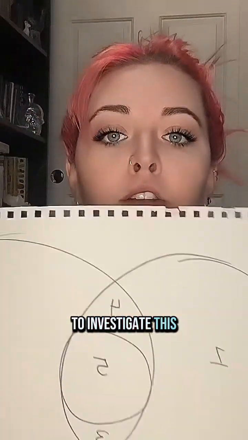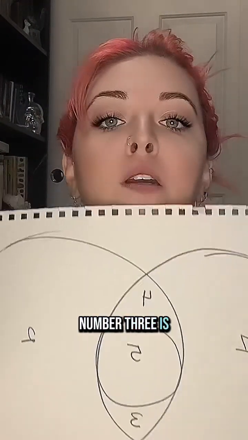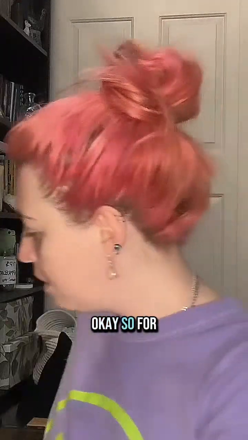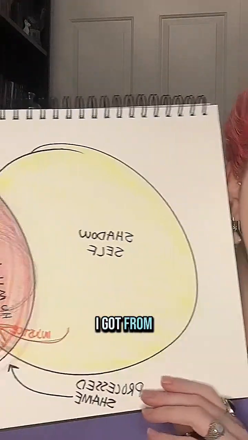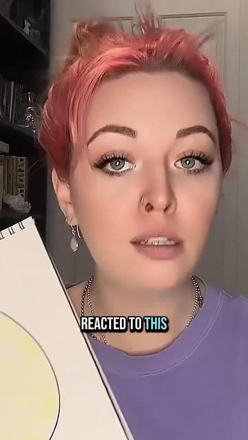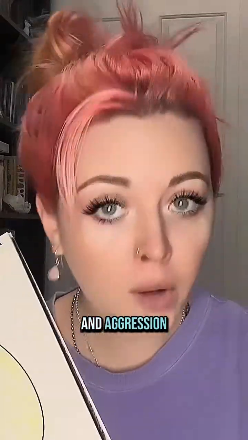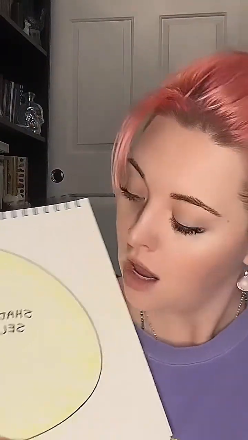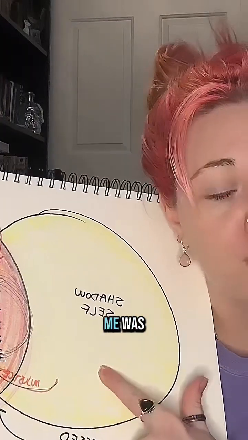Next, we're going to investigate this third eye. Number 3 is what you learned from your shadow self. Number 4 is what you learned from the sensation. So, for me, what I learned from my shadow self was injustice. My shadow self reacted to this situation with anger and aggression, with a how dare you, because there's injustice being done. So what my shadow self was trying to teach me was there's injustice in the situation.